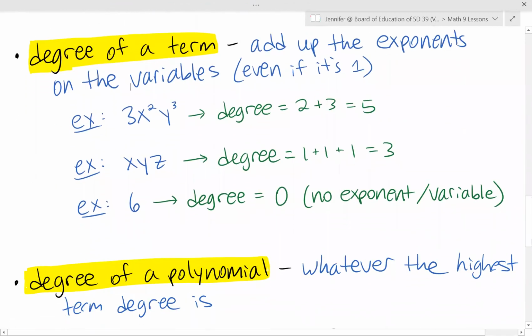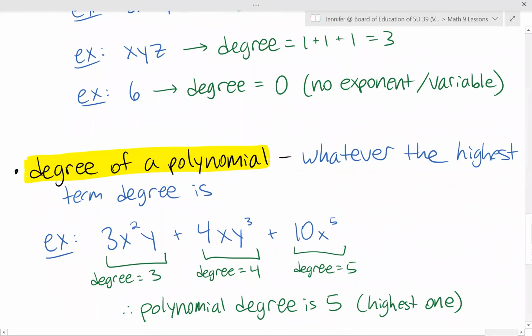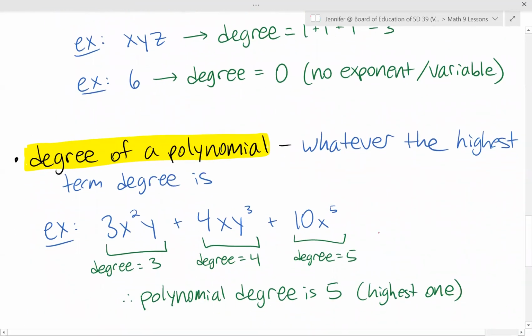Last part, to find the degree of a polynomial, you just look at the degrees of each of the individual terms and pick the biggest one. So whichever the highest term degree is, that's the degree of the polynomial. So in this example, we have 3 different terms. This has degree 3 because 2 plus 1, the one that's not written there. This has degree 4 because we've got 1 plus 3. And this has degree 5. So overall, the degree of this polynomial is 5 because that's the biggest number of the ones we just found.